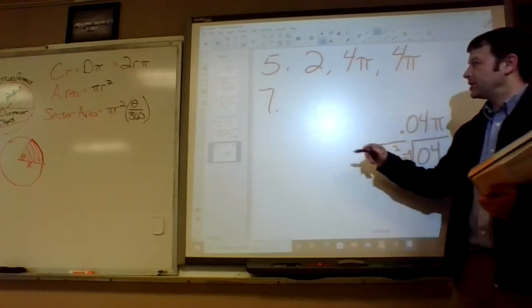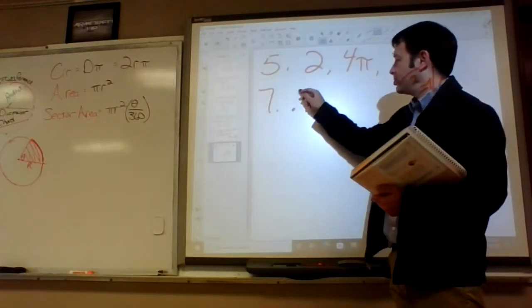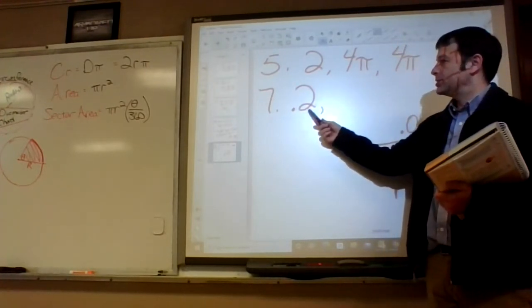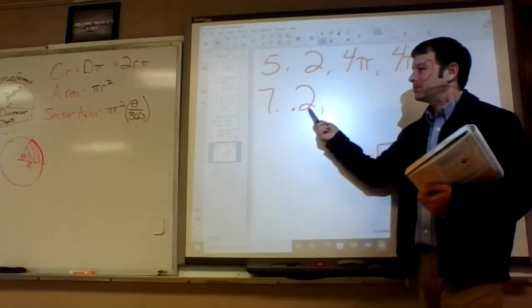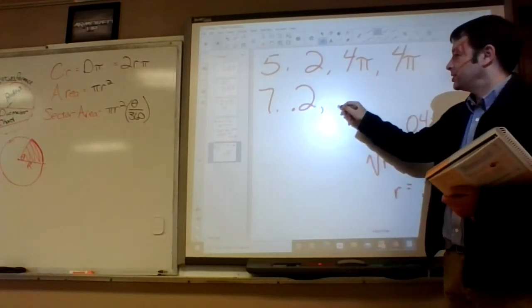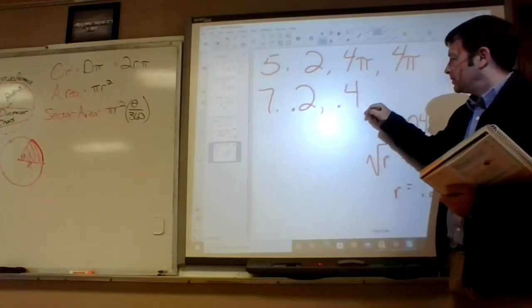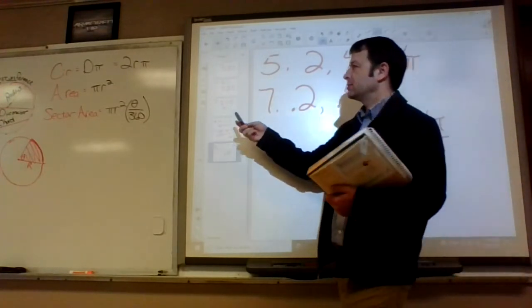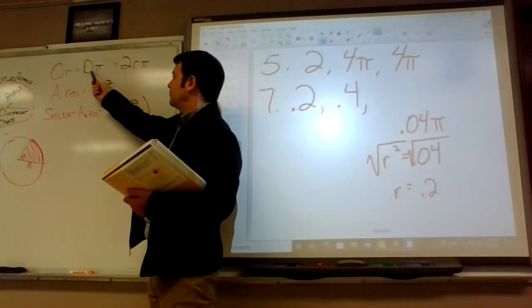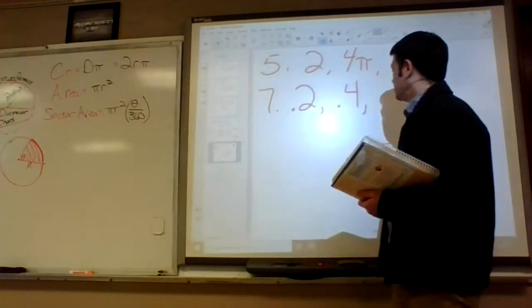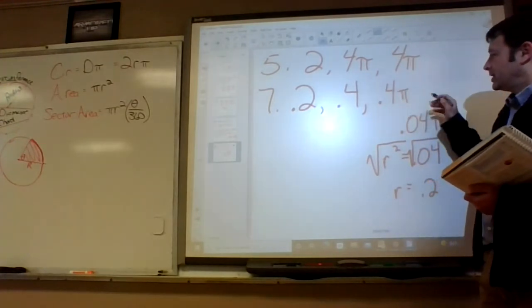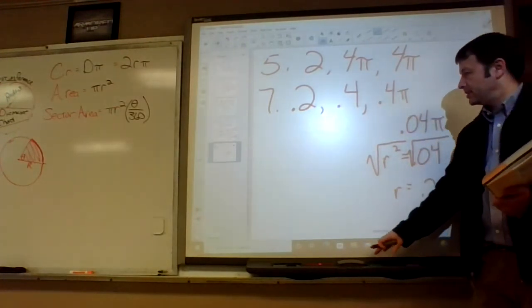Is 0.2. So that'll be our first answer on 7. The radius is 0.2. If the radius is 0.2, what is the diameter? 0.4. It's just double that. If the diameter is 0.4, what's the circumference? 0.4 pi. And then they gave us the area, so that's done.